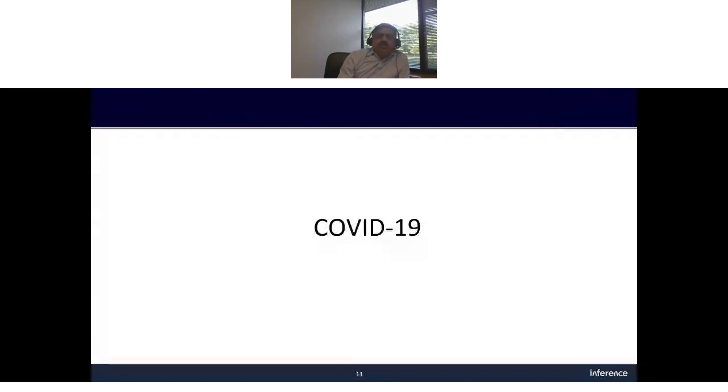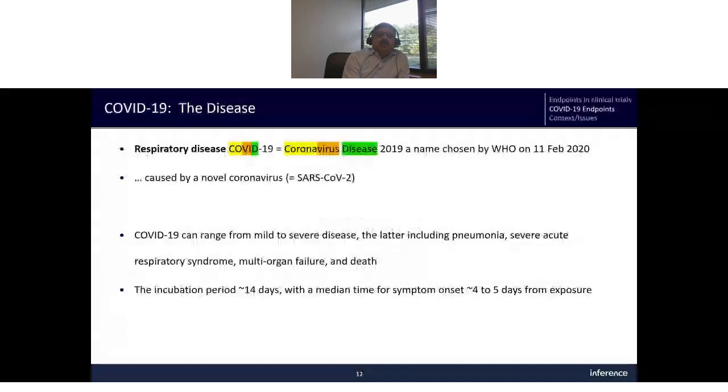So let's talk about COVID-19 a little bit. So COVID-19, the name comes from, probably most of you know, from coronavirus disease 2019.